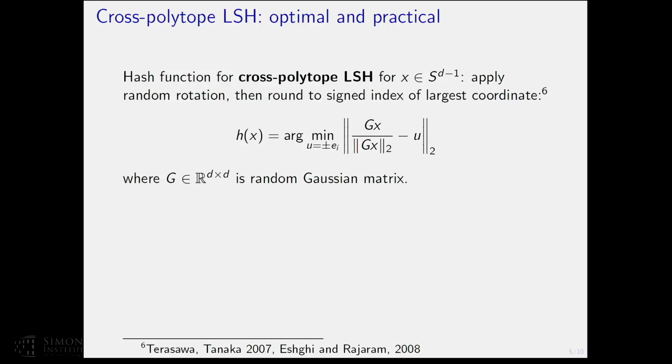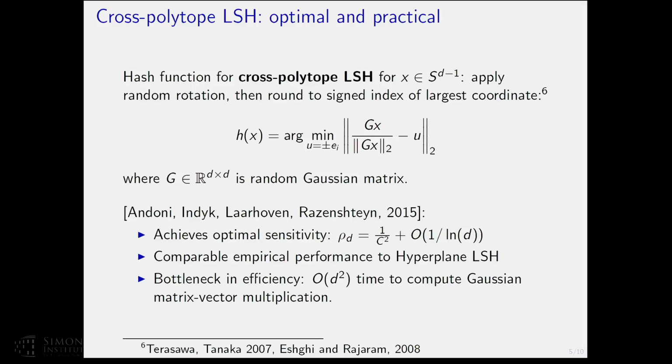Instead of those two schemes, we have Cross-Polytope LSH. This is nice because it's simple, and it also achieves the optimal bounds. So what are we doing? We take our query point and rotate it randomly, uniformly at random, on the sphere. Then we round to the nearest vertex in the cross-polytope, which is all of the plus or minus coordinate axes.